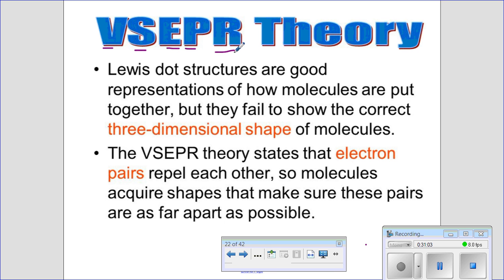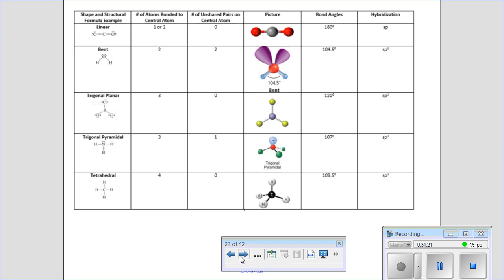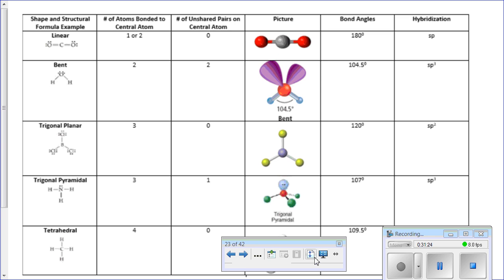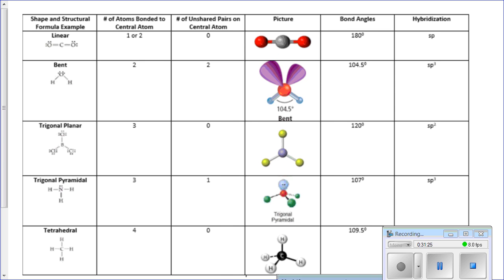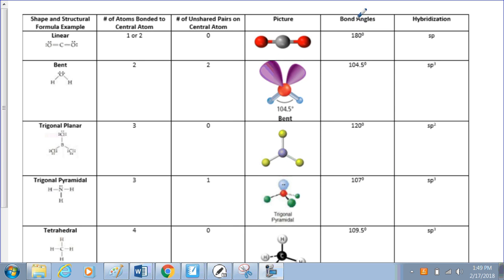VSEPR theory states that electron pairs repel each other as much as possible so that the molecules or the polyatomic ions are going to acquire shapes to make sure that these pairs are as far apart as possible. So you've got to think in 3 dimensions. So in class on Thursday, you got an orange sheet. Let me make this bigger. There we go. You got an orange sheet that looked like this.